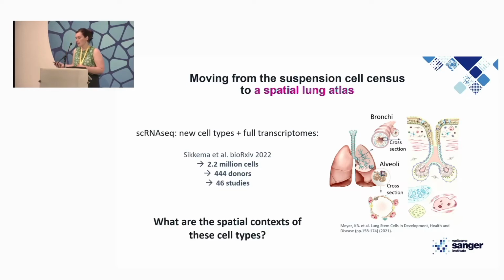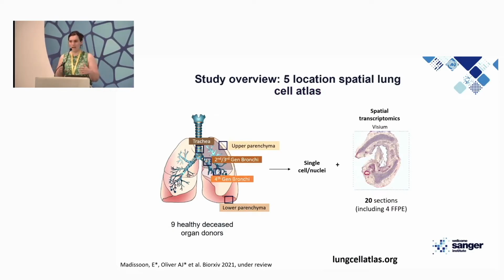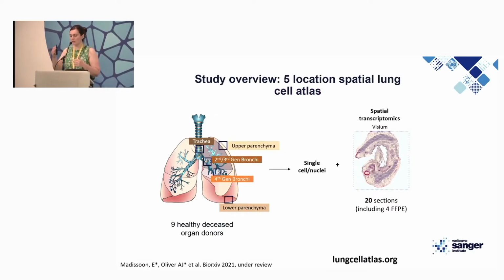So the key question that we had here is to understand what are the spatial contexts of the cell types in the lung. To answer this question, we profiled the lung in multiple locations across the airways, so trachea to different generations of bronchi, and the upper lower parenchyma. So we're covering that macroanatomical differences. We profiled with single cell and single nuclei from these healthy disease adult organ donors. And we profiled with spatial transcriptomics using Visium across 20 sections from these donors, including 4 FFPE.